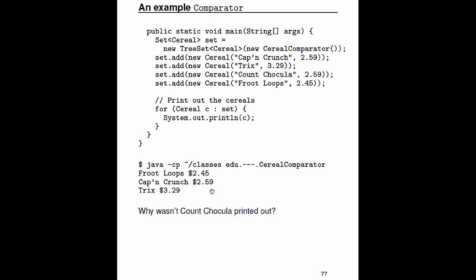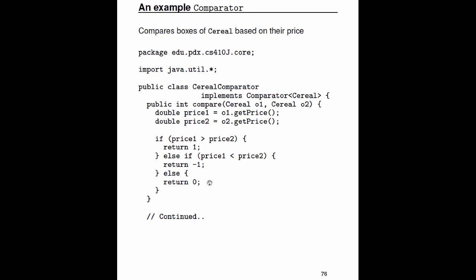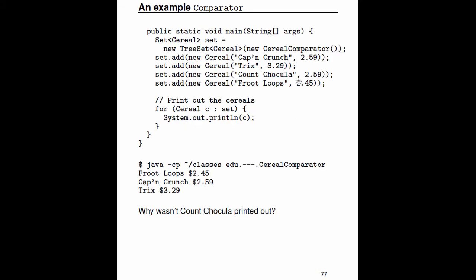And when I run it, sure enough, I see that the cheapest cereal, Fruit Loops, is printed first, then for 259, Cap'n Crunch, and then Trix. Now, why wasn't Count Chocula printed out? I added 4 cereals, but only 3 came out. Is there a bug someplace? Did I get something wrong? Well, no, not really. If you go back to our comparator, all we compare on is price. And we added 2 cereals with the same price, Cap'n Crunch and Count Chocula.